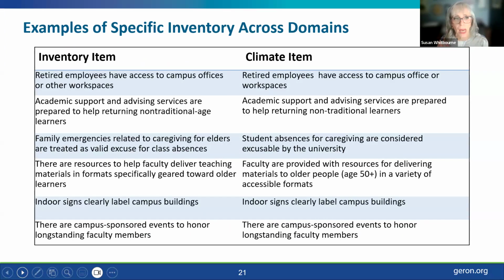You might be wondering, how does this actually work? So you can see there's an inventory item. The administrator checks this off, yes or no. Climate item, do people perceive this? The access to offices or other workspaces. And then these were just random examples that we picked. They're not all within CTL, but you can see some of them are exactly the same wording, and some of them had to vary according to which group was filling out their own climate survey on the campus practices. So that shows you some examples there.